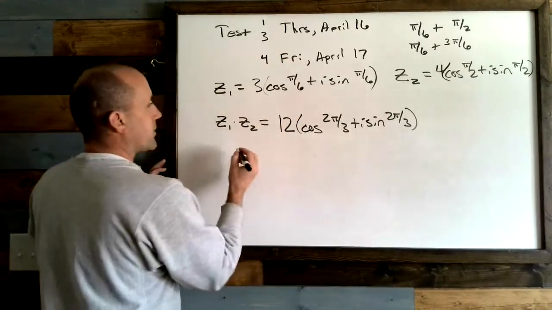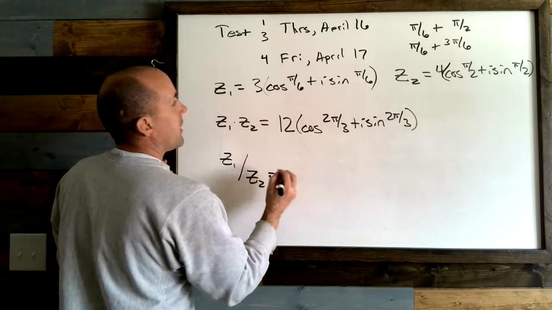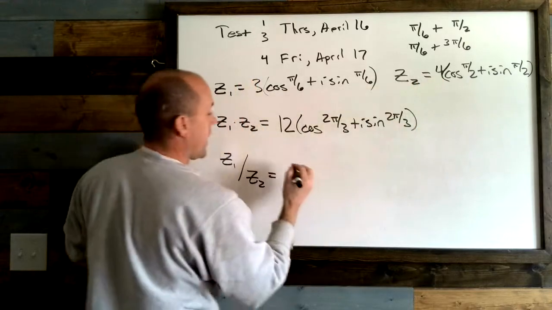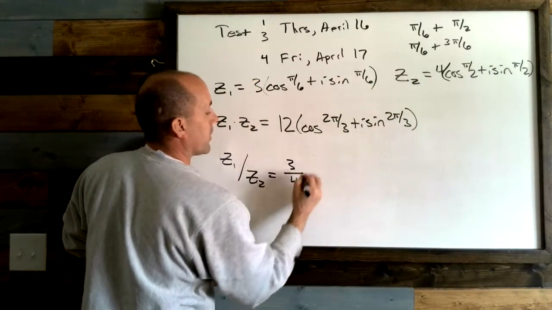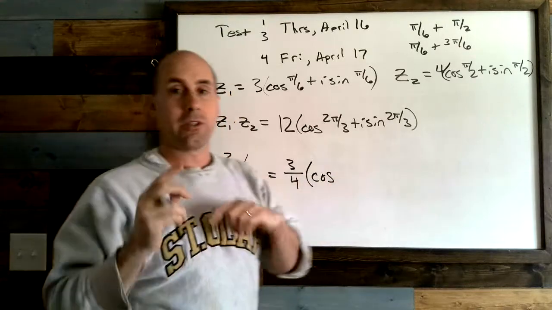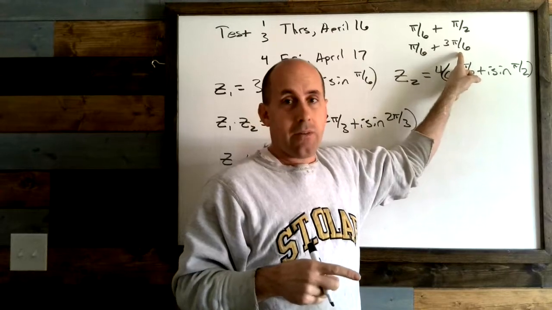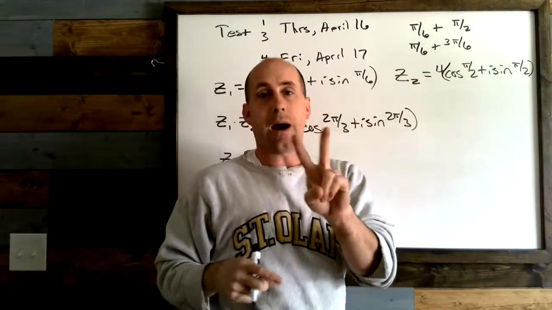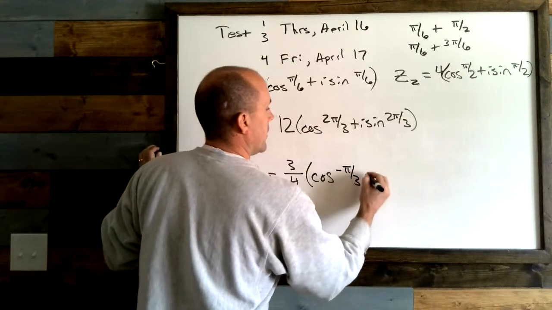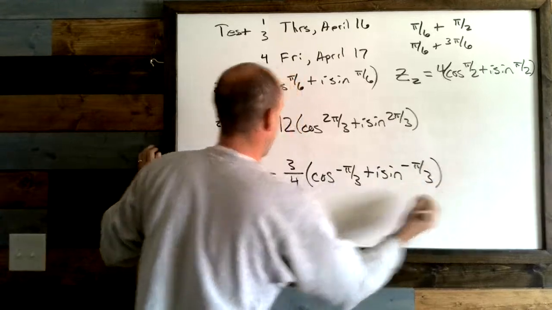Okay, the next one, we have z sub 1 divided by z sub 2. You take your r values and divide them. 3 over 4 times the cosine of, and now you're going to subtract. So we have pi over 6 minus 3 pi over 6, which is negative 2 pi over 6, or negative pi over 3, plus I sine of negative pi over 3.